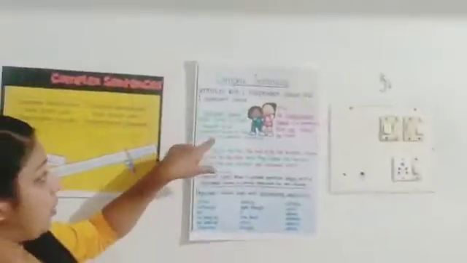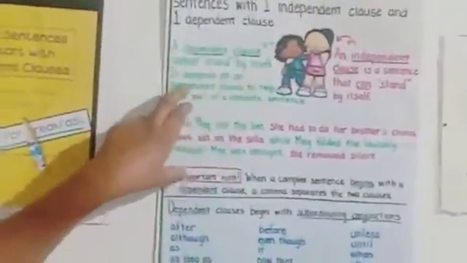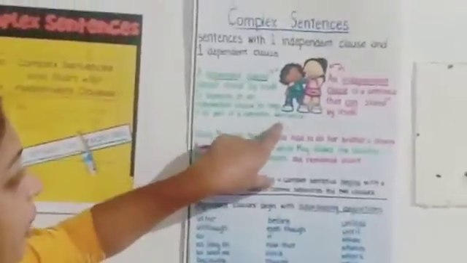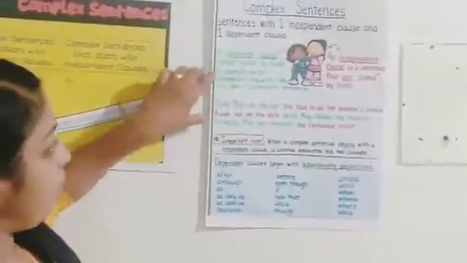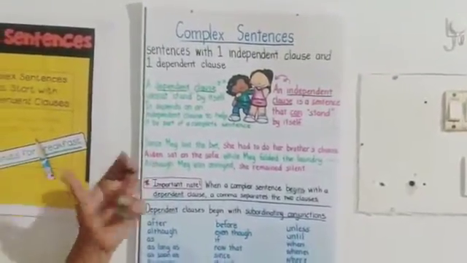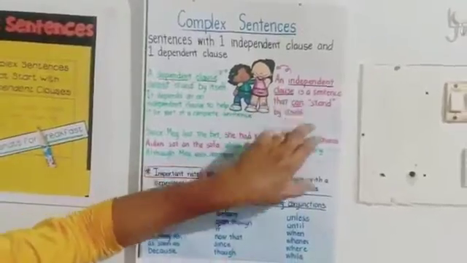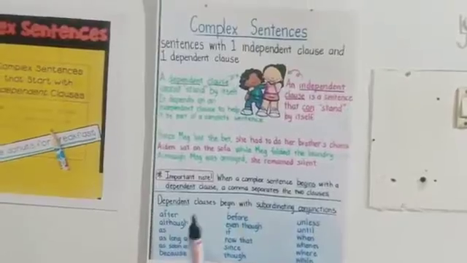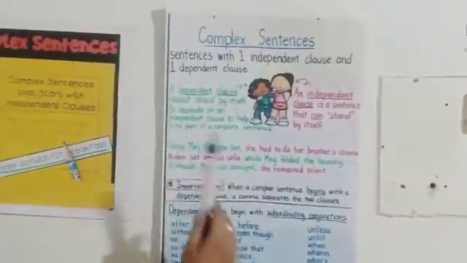Okay, what is a dependent clause? A dependent clause cannot stand by itself. It depends on an independent clause to help it be a part of a complete sentence. It always depends on some other part of a sentence, some other grammar part. An independent clause is a sentence that can stand by itself. I already explained everything in the previous videos. Please go through the video for your clarification.